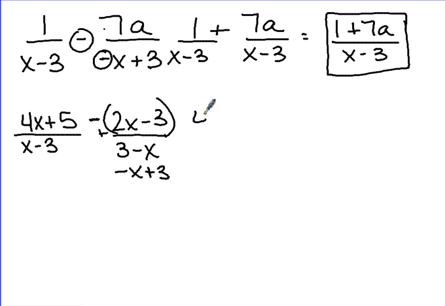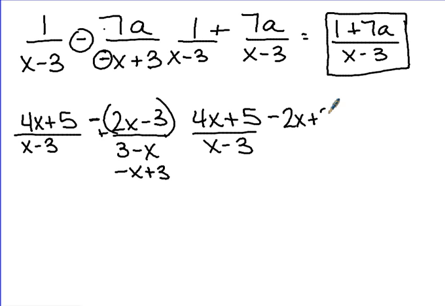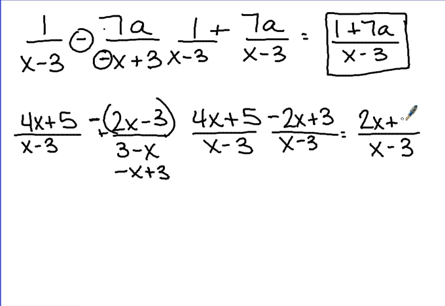All right, so my first term stays 4x plus 5 over x minus 3. My next numerator is going to change to minus 2x plus 3 over x minus 3, because everything's been multiplied through by a negative. Since I have common denominators, I can keep my denominator, and then I'm going to combine like terms in the numerator. So I have 4x minus 2x gives me 2x, and 5 plus 3 is 8.